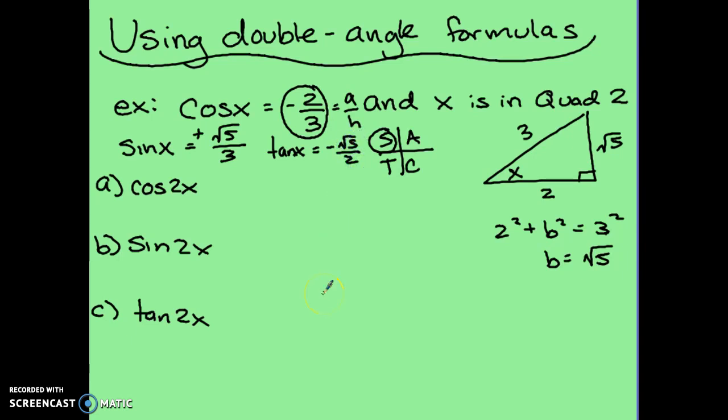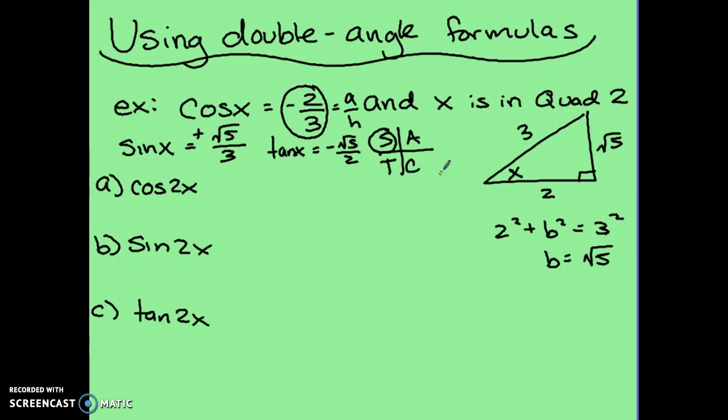Okay, so we have all 3 trig ratios. This is 100% review from stuff we did earlier in the year, so this is nothing new so far. Now here comes the new part, just plugging numbers into a formula. So if you look at your notes, cosine of 2x, you have 3 different formulas. It does not matter which one you use.